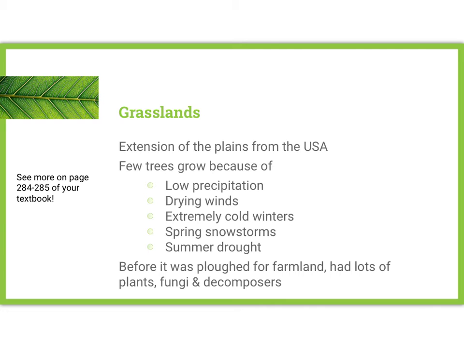The grasslands is an extension of the plains from the USA. So it doesn't just end at our border. Very few trees grow in the grasslands because of the low precipitation, the drying winds, extremely cold winters. They get spring snowstorms and summer droughts. Before it was plowed for farmland, it had lots of plants, fungi, and decomposers. So it had great soil, and that's why it became some prime farmland. Take a look at page 284, 285 of your textbook if you'd like a little bit more information on the grasslands.